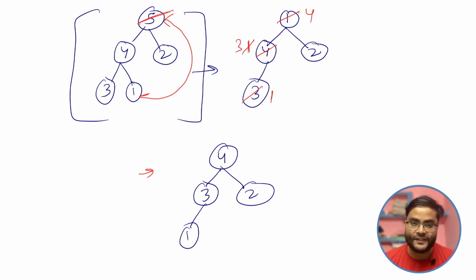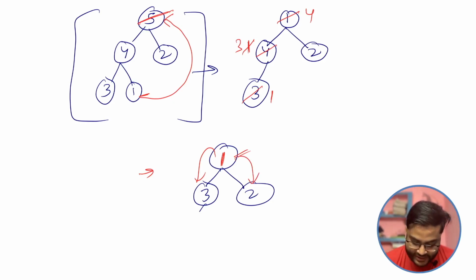Now, what if I want to delete further? If I want to delete 4, I will delete 4 here and put 1 here. Now check: is 1 greater than 3? No. Is 1 greater than 2? No. So I will check: is 3 greater than 2? Yes. So I will swap 1 and 3. Okay, so swap.